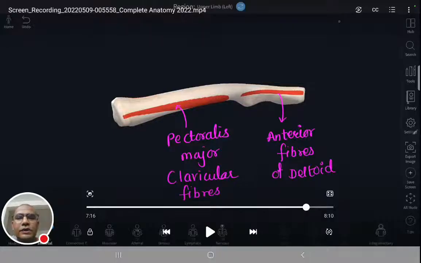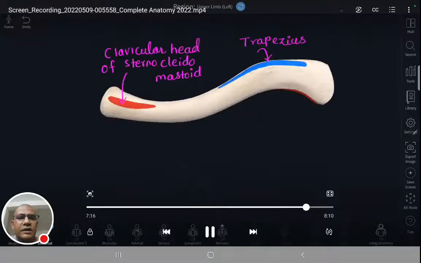the medial two-third of the anterior surface of the clavicle, whereas when we go to the lateral one-third, the anterior border gives origin to the anterior fibers of deltoid muscle.